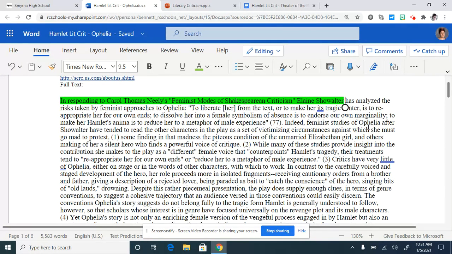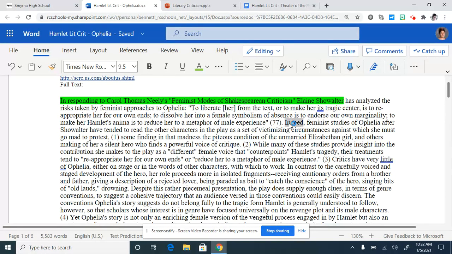Quote, to liberate her, Ophelia, from the text, or to make her its tragic center, is to reappropriate her for our own ends. To dissolve her into a female symbolism of absence is to endorse our own marginality. To make her Hamlet's anima, or life force, is to reduce her to a metaphor of male experience. End quote. So this kind of summarizes Elaine Showalter's position about Ophelia and the problem with feminist approaches.